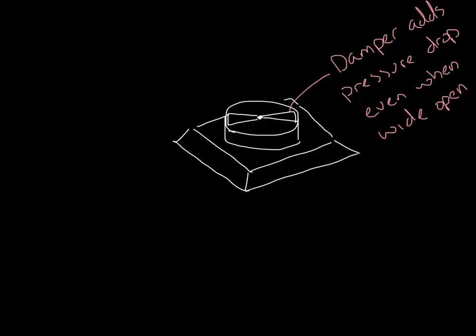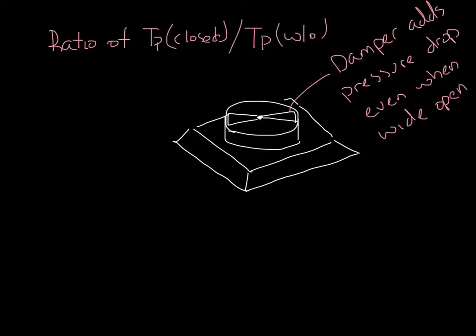You can determine the increase in sound by calculating the effect of the damper on total pressure. Basically, you're looking at the ratio of total pressure with the damper as you close it off to total pressure without a damper at all. As you close the damper, the total pressure goes up and the sound does as well.